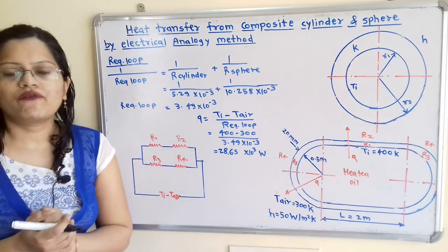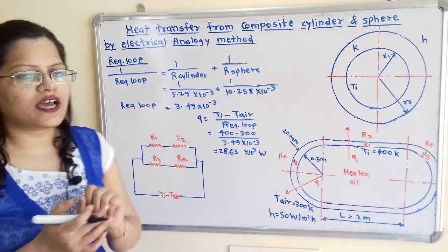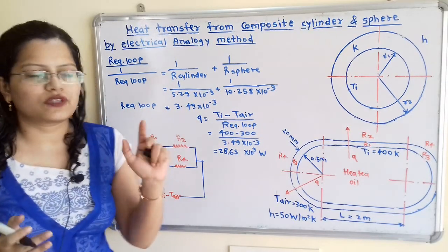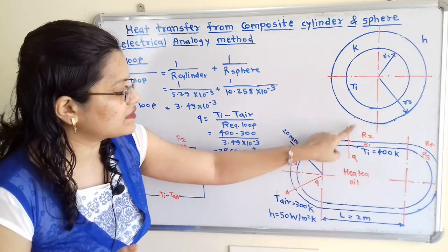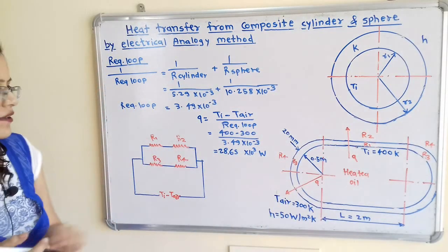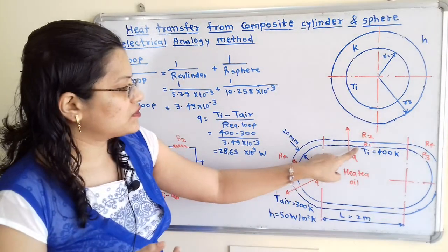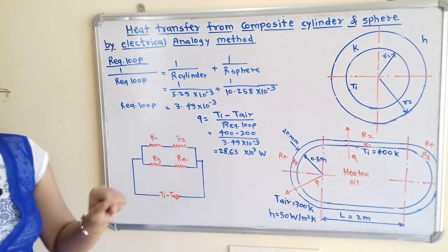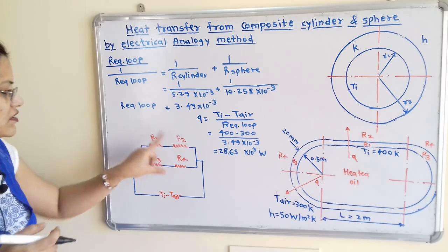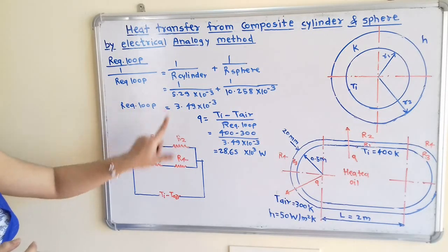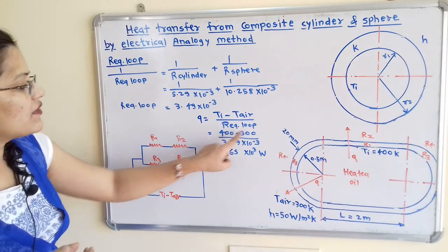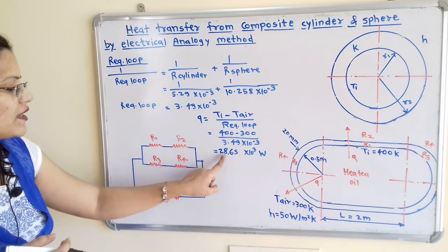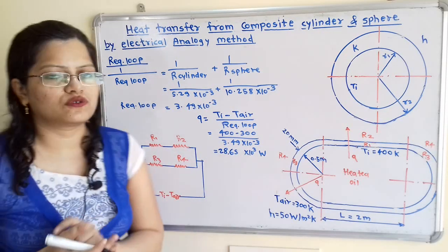Now we have to find out the heat transfer, or the heat flow, taking place from this inside surface to the ambient air. So we take the temperature difference, Ti minus T air, divided by the summation of R, that is the total resistance for this loop, R equivalent loop. When we put the values, we get the answer 28.65 into 10 raised to 3 watt.